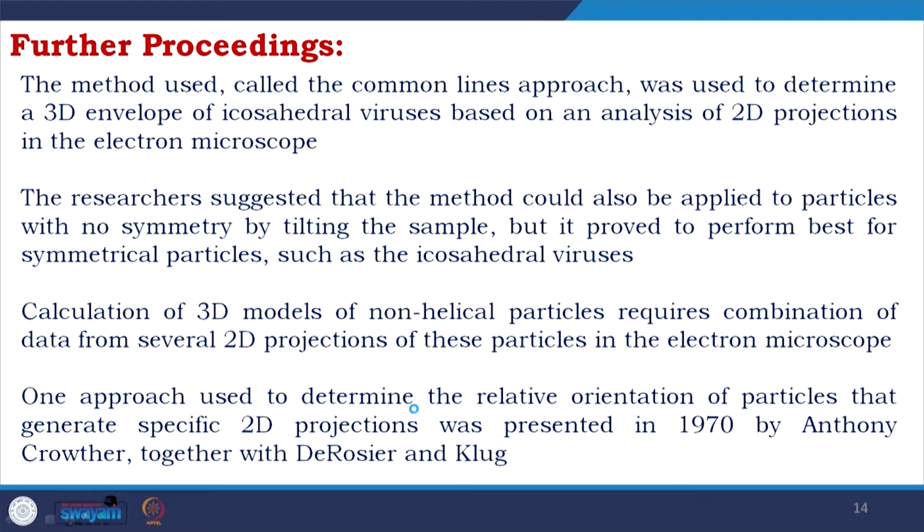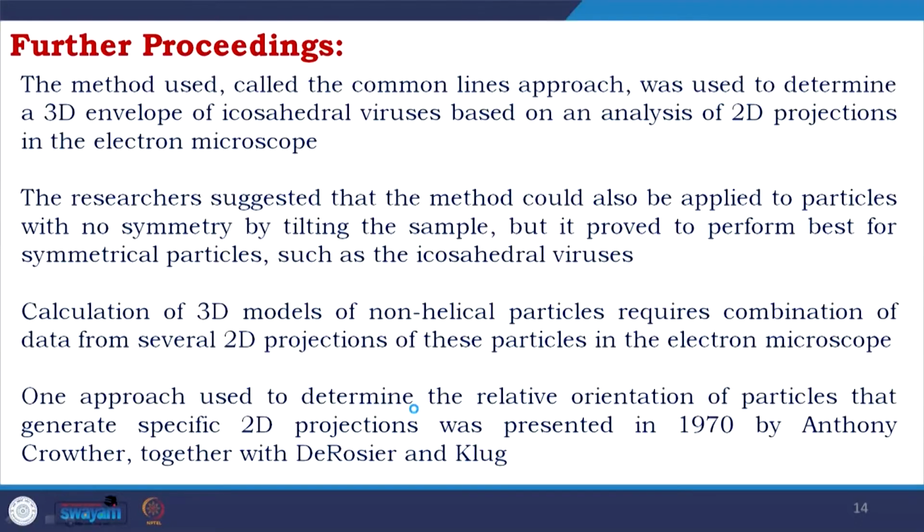Calculation of 3D models of non-helical particles requires combination of data from several 2D projections. So, we have the micrographs, we have the pictures of different 2D figures, and we get the projections and make the 3D model. One approach used to determine the relative orientation of particles that generate a specific 2D projection was presented in 1970 by Anthony Crowther together with DeRosier and Klug, the other people who were continuously working on this.